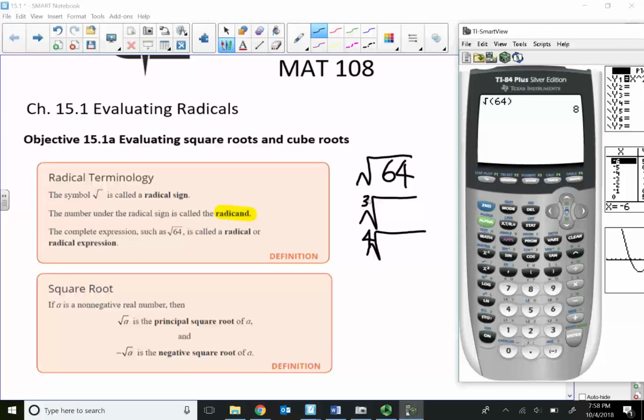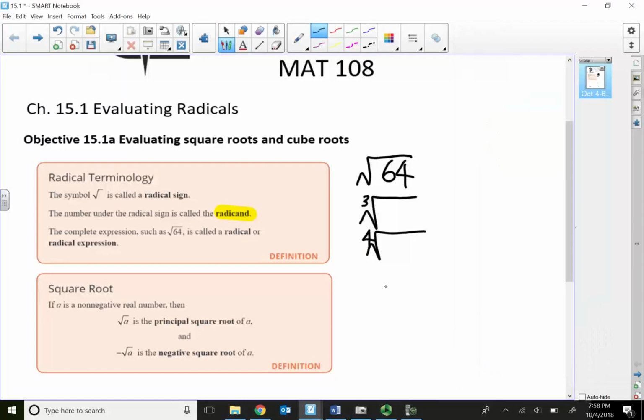For a cube root or anything higher, we will need to press math. Number 4 right away is a cube root. Number 5 is something called x root. So basically, you will use the x root for anything higher than a cube root in the graphing calculator.